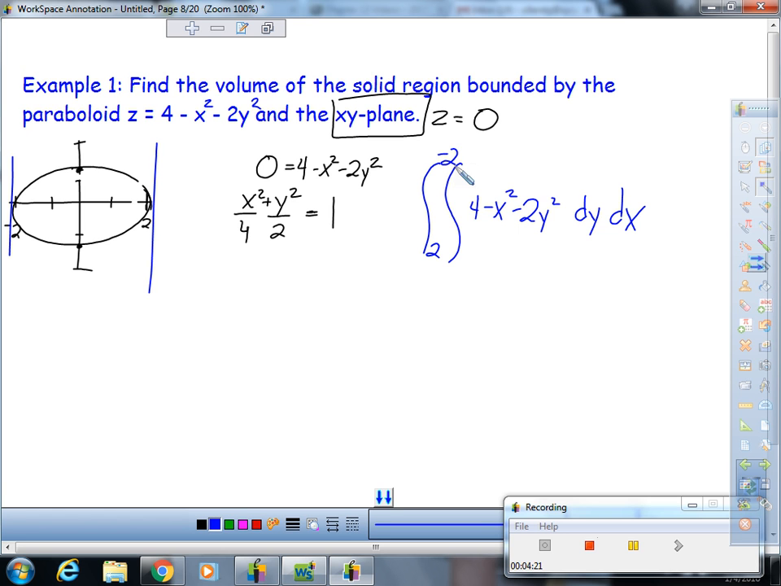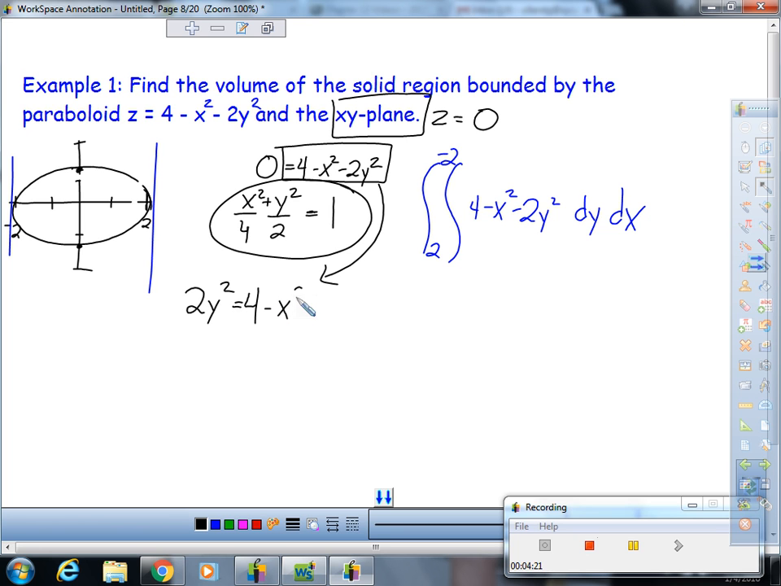And now I've got to solve this to get my y's. So, 2y squared is 4 minus x squared. Y squared is 4 minus x squared over 2. So y is plus or minus the square root of 4 minus x squared all over 2. Okay, so that would be the two sides of this parabola.